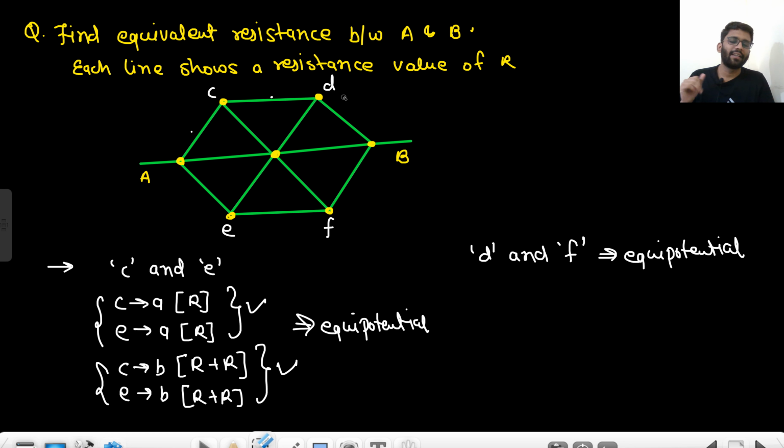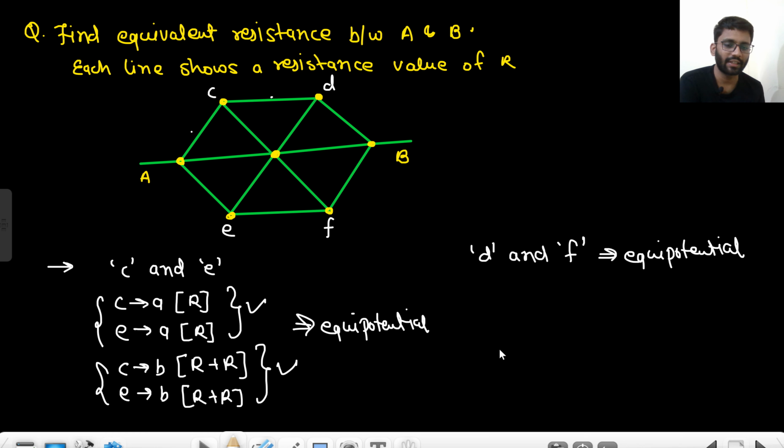And now think about C and D. C will go to A, R, and D will go to A, 2R. Not matched. Forget about them. Think about C and F. C will go to B, R and R, 2R. F will go to B, only R. Not matched. Forget about them. So C and E are equipotential, D and F are equipotential.